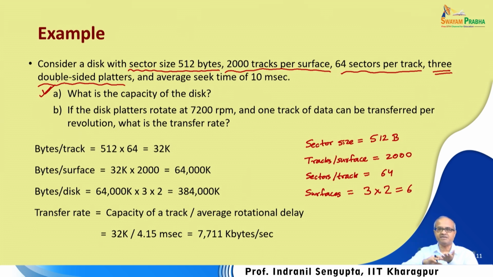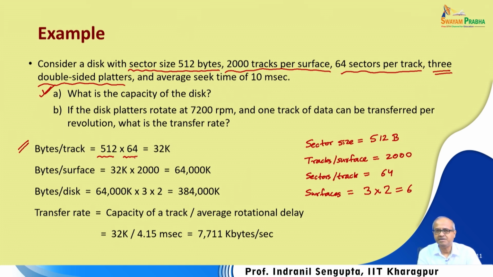You have 6 surfaces, on each of these surfaces you have 2000 tracks. In each track you have 64 sectors. In each sector you have 512 bytes. So, step by step, firstly calculate the number of bytes in every track. There are 512 bytes in every sector, and in a track there are 64 sectors.